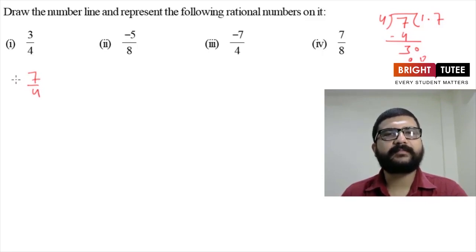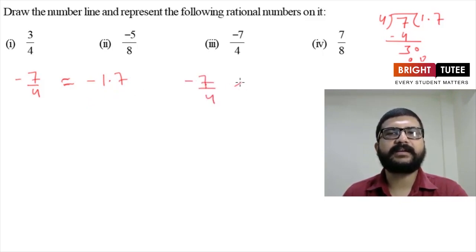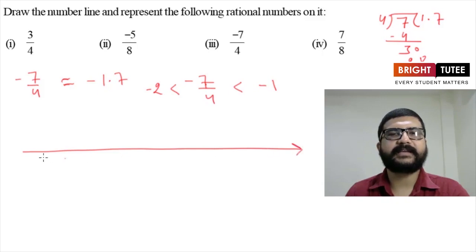Now what can we say about minus 7 upon 4? This will be approximately equal to minus 1.7. And we know minus 1.7 lies between minus 2 and minus 1. So therefore this number minus 7 upon 4 will also lie between minus 2 and minus 1. So what we have to do now, we have to draw a number line. Let's take this number line, and now we have to mark minus 1 and minus 2 on this number line. Let's say here we are having 0, and then here it is minus 1 and then minus 2.